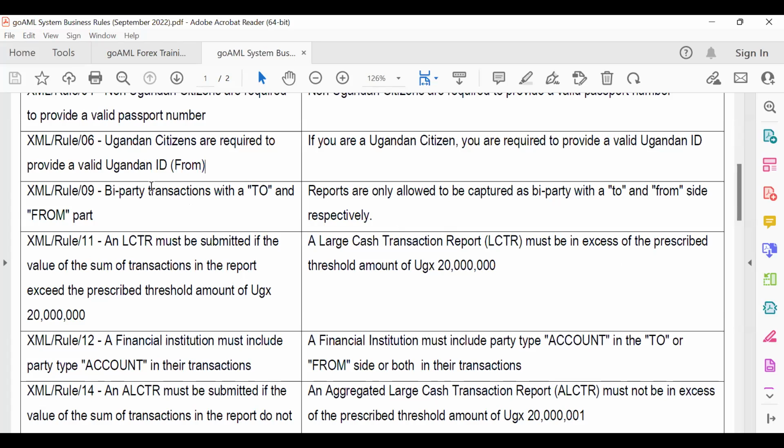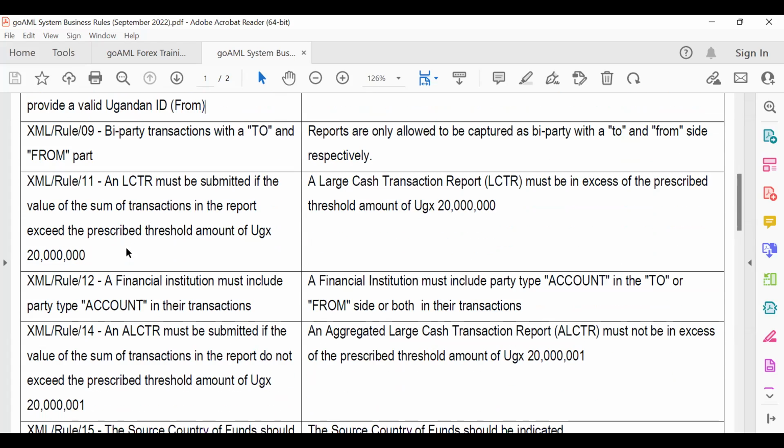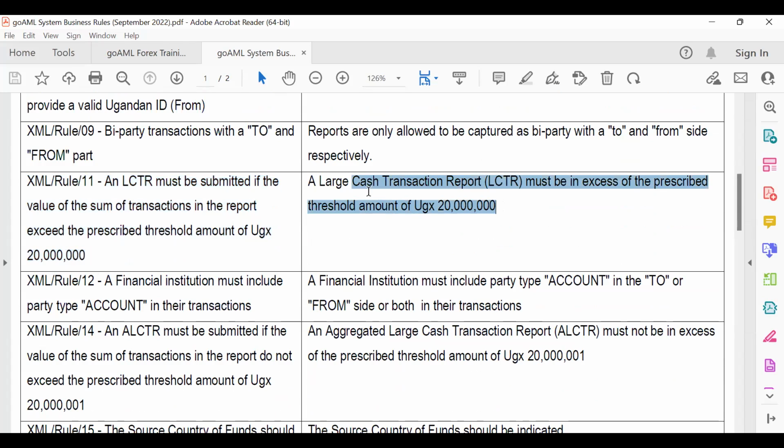Okay, so number 9, reports must have a to and from. Yes, we deal with by party, so we must have where the money is coming from and where it's going, even with Forex. The same person walks in with one currency, walks out with the other currency. So there's a to and from. LCTRs, yes, these are 20 million and above. So don't send anything less than 20 million as a large cash. It has to be 20 million and above.